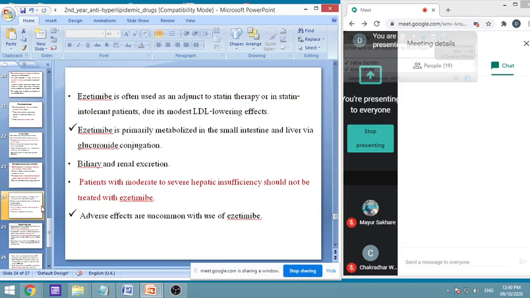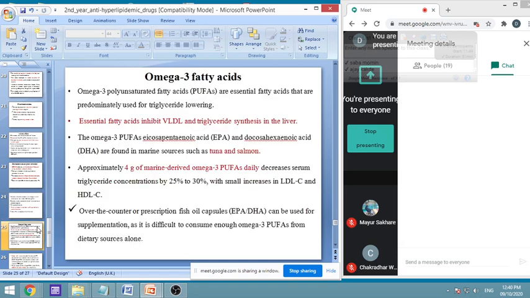It is often used as an adjunct to a statin or in statin intolerant patients because it has a modest LDL lowering effect. It is primarily metabolized in the small intestine and liver via glucuronide conjugation. It is excreted in bile and by renal excretion. Patients with moderate to severe hepatic insufficiency should not be treated with this drug, and adverse effects are uncommon. They are seen in few cases only.